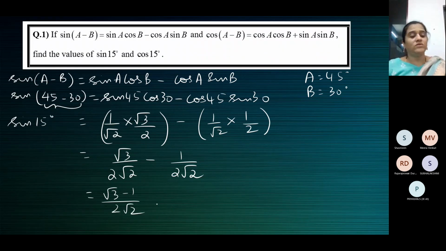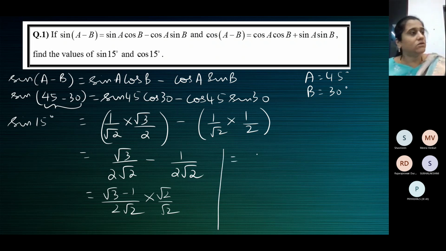Correct? Now the denominator is irrational, so we need to rationalize the denominator. So multiply by root 2 by root 2. You don't have to multiply by 2 root 2. Root 2 is enough. So that is equal to root 6 minus root 2 by 4.